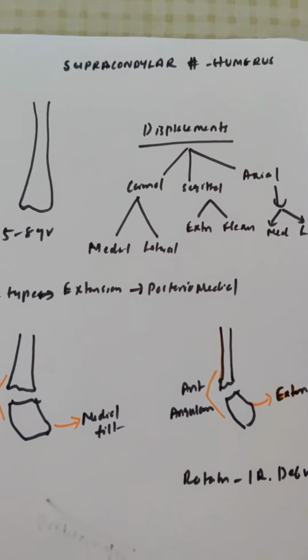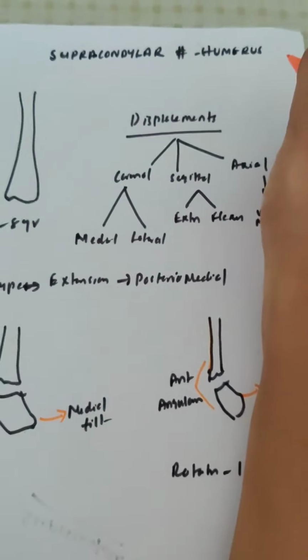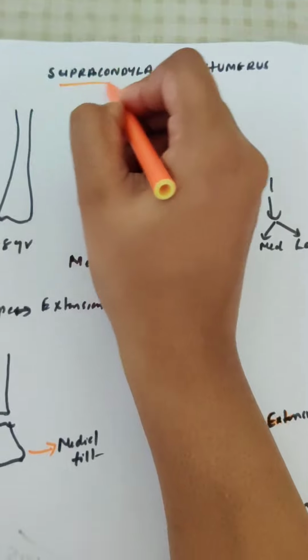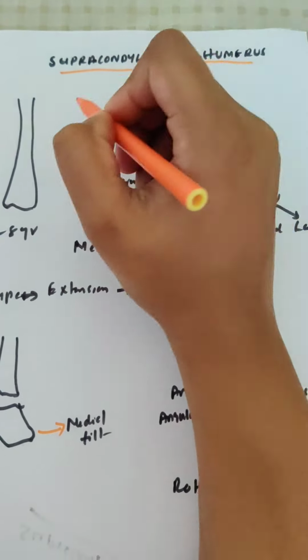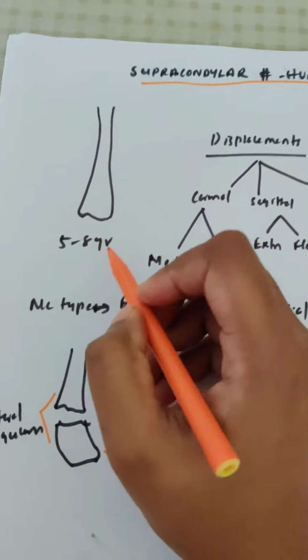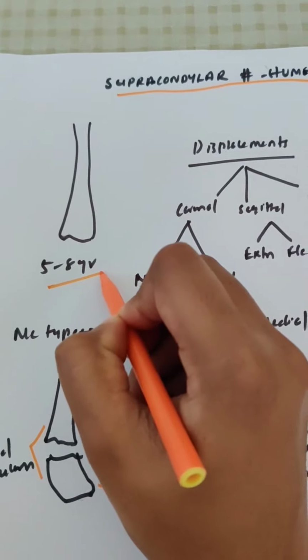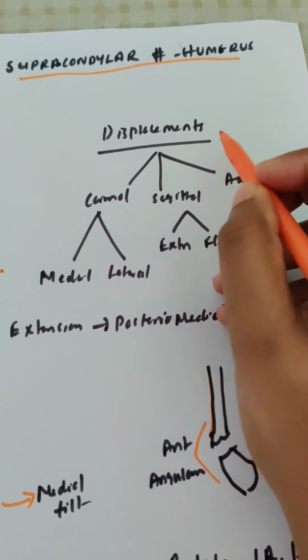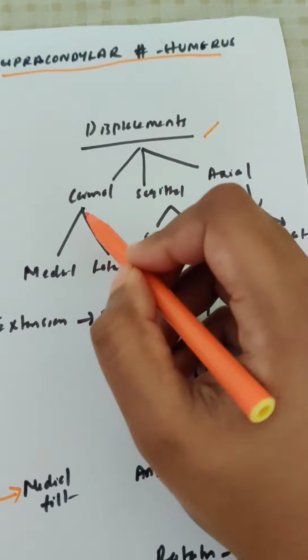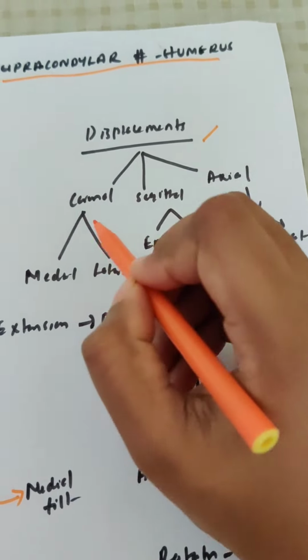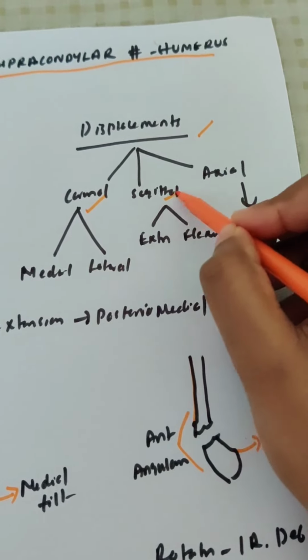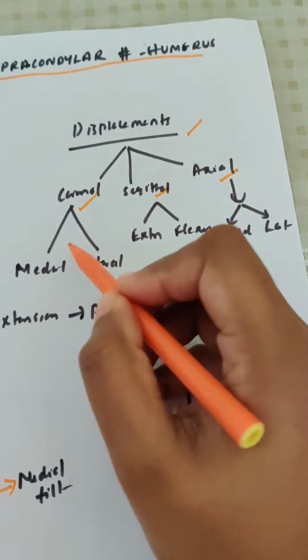So today we will discuss supracondylar fracture humerus in the pediatric age group. The most common age group affected is 5 to 8 years. And now we will see the displacements in supracondylar fracture humerus. There is coronal displacement, sagittal plane displacement, and axial plane or rotational plane displacement.